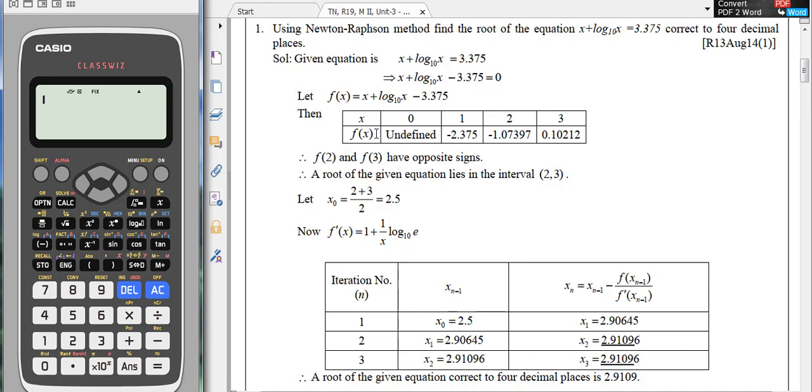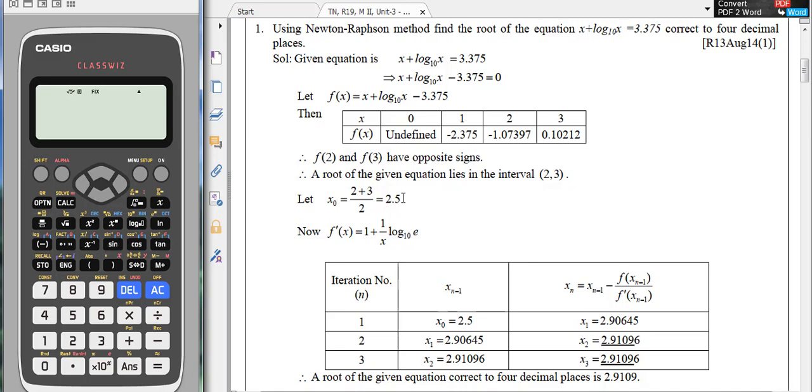For that we proceed to find functional values at 0, 1, 2, 3 and so on till two successive functional values are obtained with opposite signs. Here f of 0 is undefined as f(x) involves the log function, f of 1 is a negative value, f of 2 is a negative value, and f of 3 is a positive value. So f of 2 and f of 3 have opposite signs, and hence the x values 2 and 3 form an interval in which a root of the equation lies. We can consider the midpoint of the interval as the initial approximation, so the x naught value becomes 2.5.